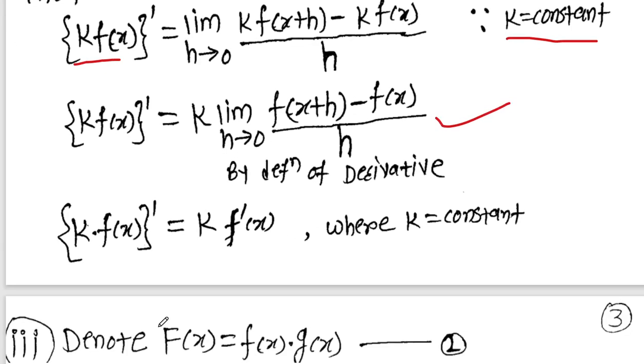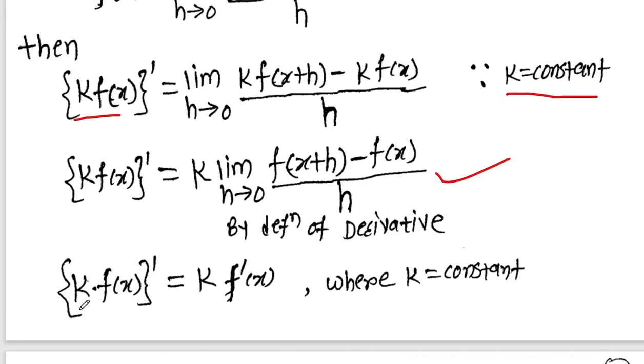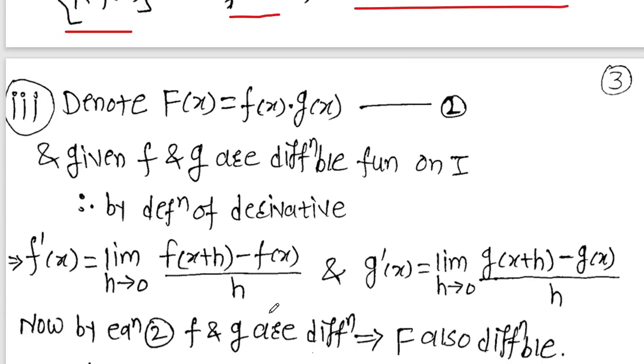So the left hand side, the derivative of k into f(x), equals k as it is, and by using the definition of the derivative this term can be written as f'(x). So k f'(x), where k is a constant. So this is the proof of the second part of this theorem. Now we will see the third part of this theorem.